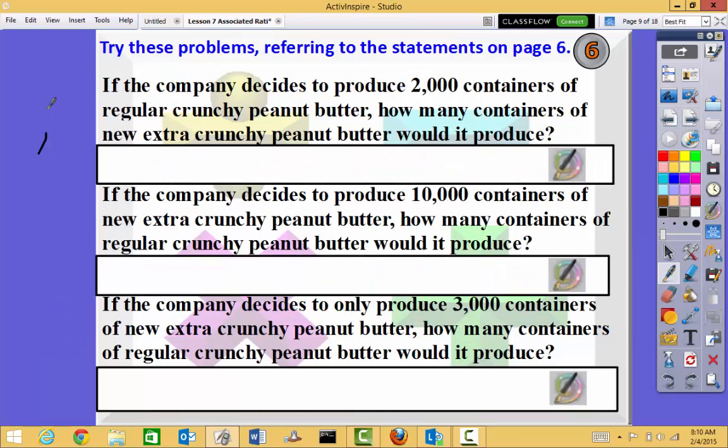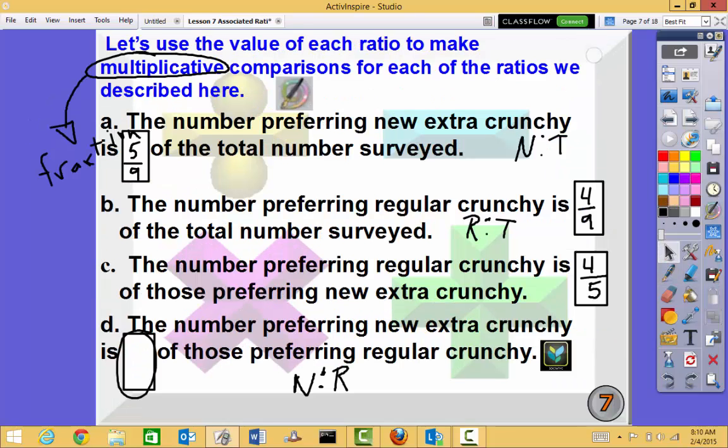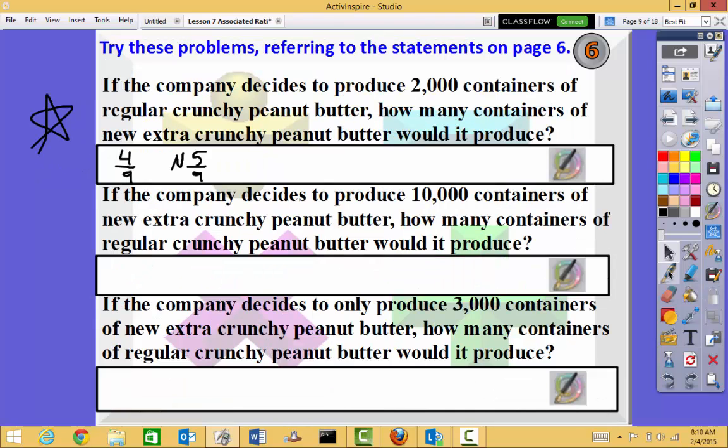Okay, alright, so let's look at this problem. My ratio of the regular crunchy peanut butter was 4 to 9. My ratio of the new is 5 to 9. If we're unsure, I go back to check on this previous page. 5 to 9 is the new, 4 to 9 is that regular. And then what do? Well, I have this 2,000, and I need to figure out what purpose this 2,000 has. Well, this 2,000 is connected to this.